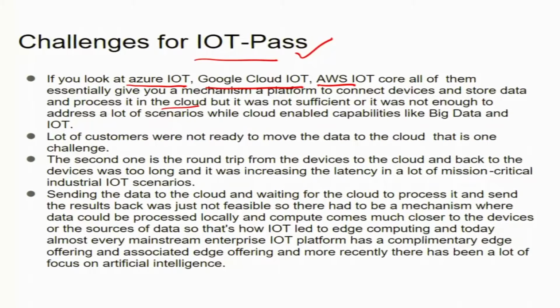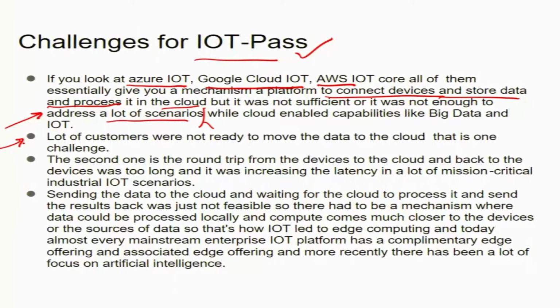But it was not sufficient, or it was not enough, to address a lot of situations which the industrial environment is now facing. Although these platforms enable connecting the devices, they are not sufficient because a lot of scenarios are not able to exploit this IoT PaaS. So while these cloud-enabled capabilities like big data and IoT are still there, a lot of situations remain unaddressed even after providing platforms which allow connecting devices to the cloud and storing and processing the data from these IoT devices. So let us understand what challenges still remain for the IoT PaaS.